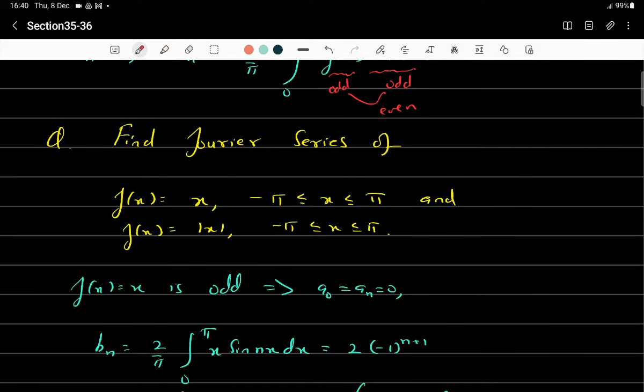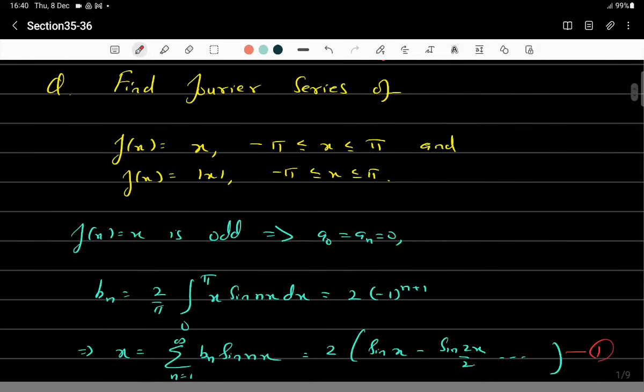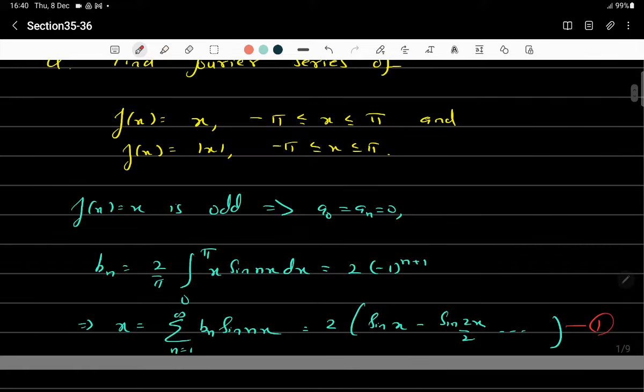That gives you bn to be 2 by n, with alternating sign. Try to solve it by yourself, it is a very simple integration. And that gives you x is equal to 2 times sin x minus sin 2x by 2 and so on. One very important point is that when you write x is equal to 2 times sin x minus sin 2x by 2 and so on, now here if you put x is equal to pi, then the left hand side would be pi but the right hand side would be 0. Similarly, for minus pi, the left hand side is minus pi but the right hand side is 0.